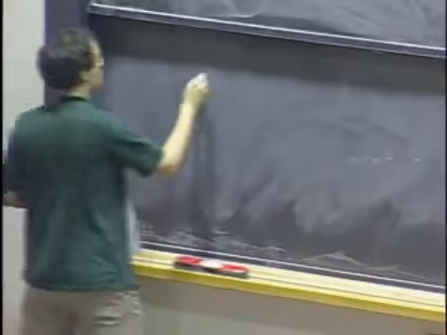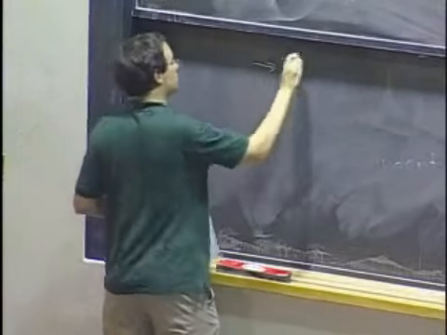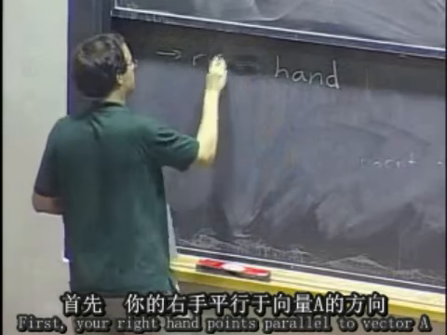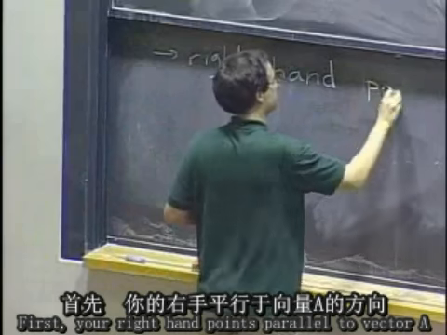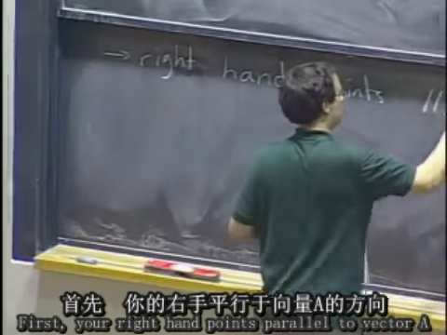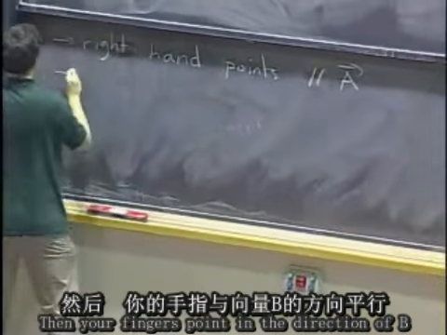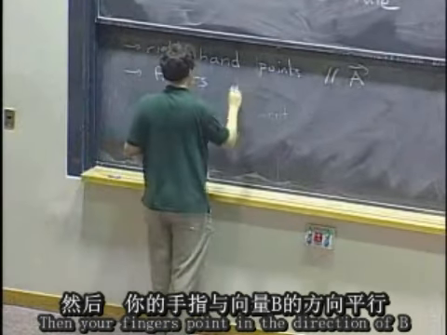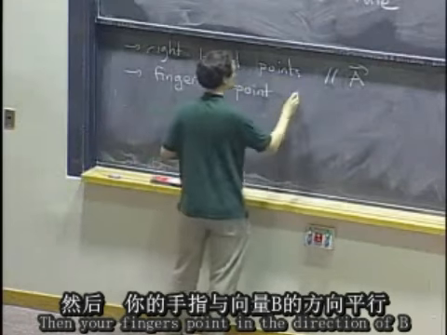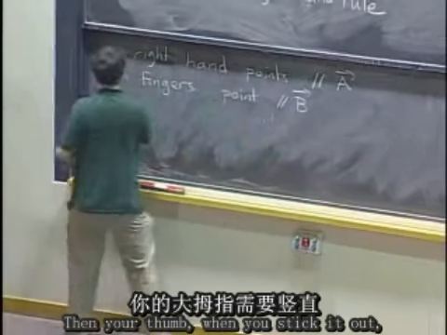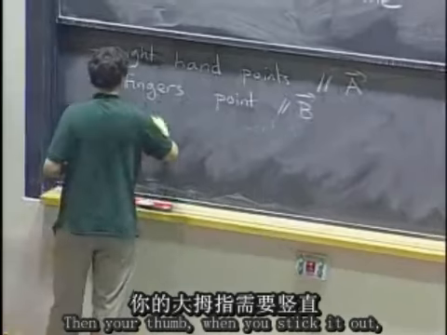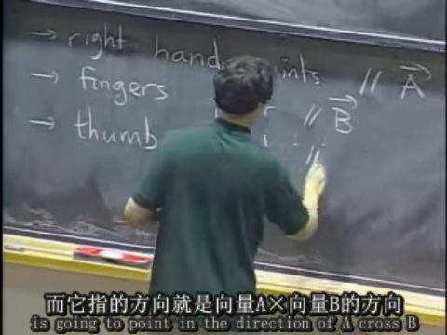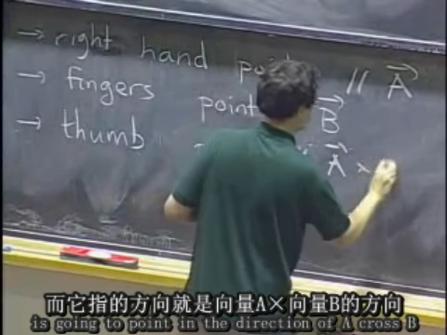So first, your right hand points parallel to vector A, then your fingers point in the direction of B, then your thumb, when you stick it out, is going to point in the direction of A cross B.